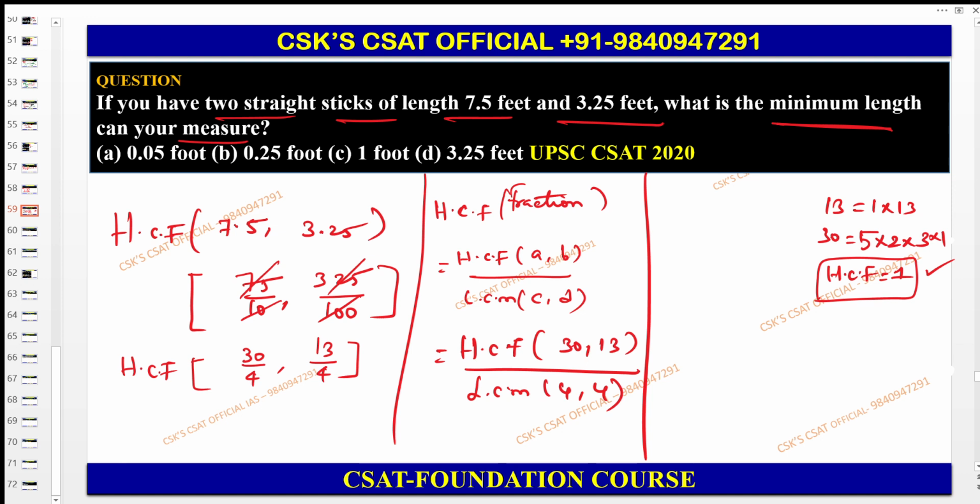That's it. So therefore HCF for the numerator is nothing but 1. LCM is nothing but 4 here. So 1 by 4 is nothing but 0.25. So therefore 0.25 foot is the answer for this question. Getting everyone? The simple question.